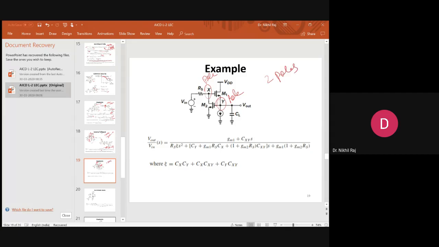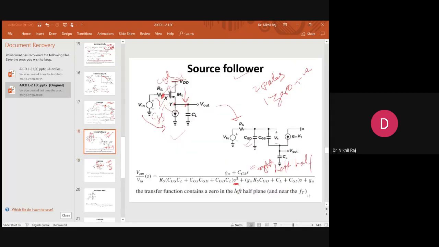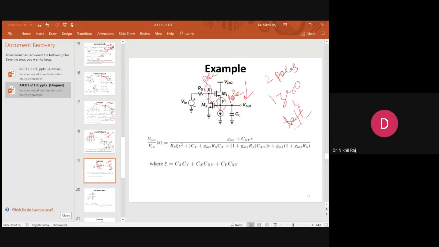Whether any zero will be there. So what I see, this is the signal path. Another signal path is through CXY. So definitely there is just one zero, and the directions are same, so it is in the left half plane. Now look at the transfer function. S square is there. So two poles and the zero is in the left half plane.